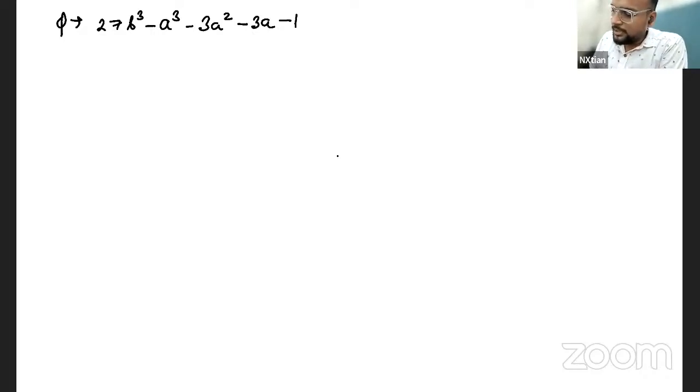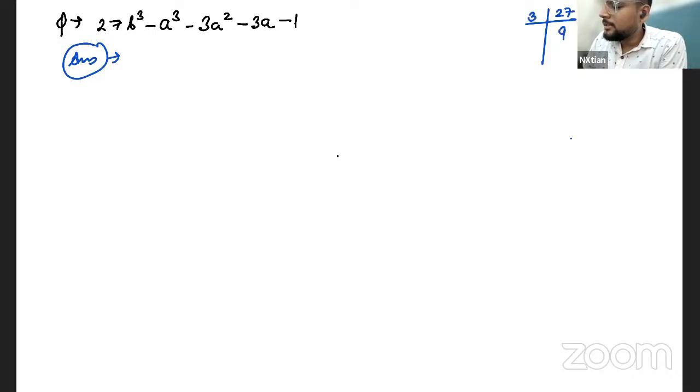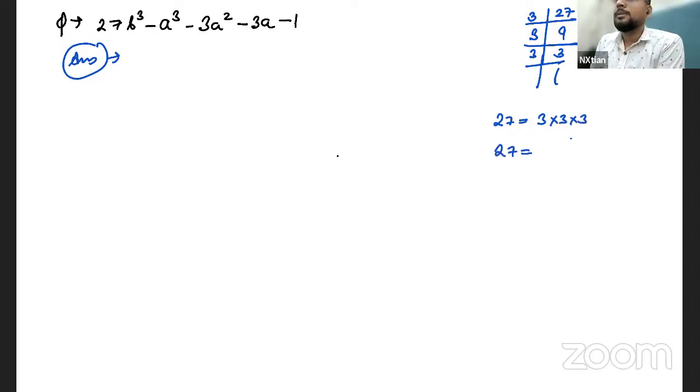So now this is the question. Now, can I do the prime factorization of 27? What is the prime factorization of 27? 9, 3, 3, 3, and 1. So 27 can be written as 3 into 3 into 3. It means that 27 can be written as 3 cube. Yes or no?